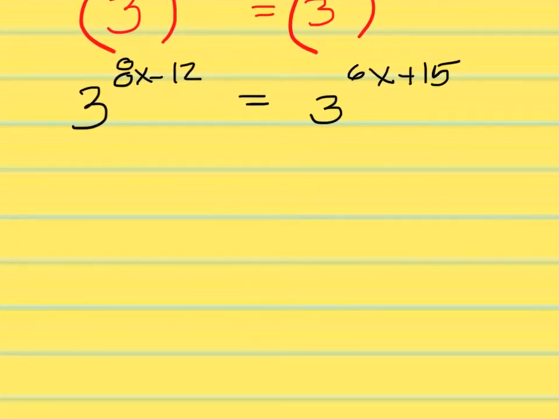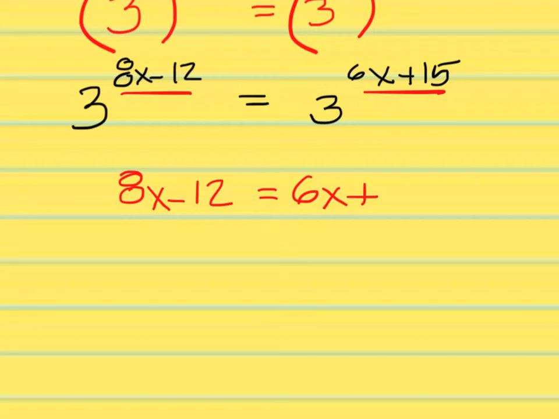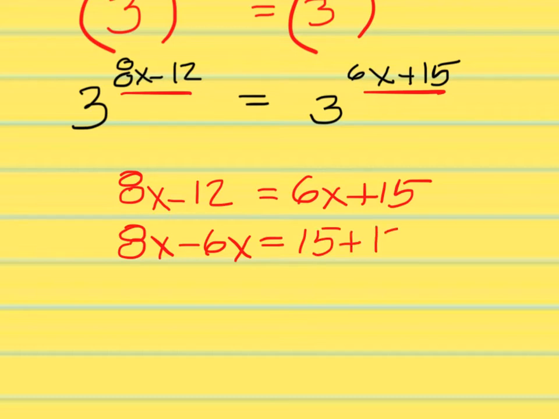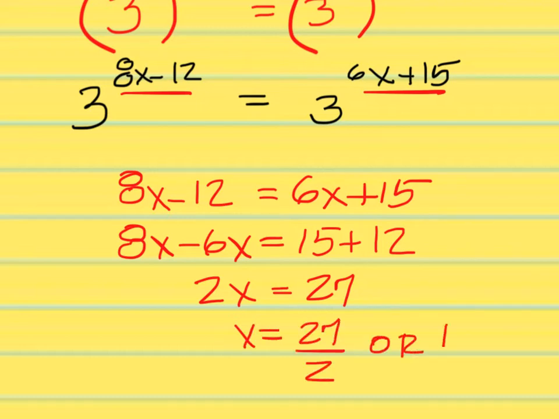Once you reach that point, you can set these exponents equal to each other. 8x minus 12 equals 6x plus 15. And 8x minus 6x equals 15 plus 12. 2x equals 27. So 27 over 2 is the right answer, or 13.5.